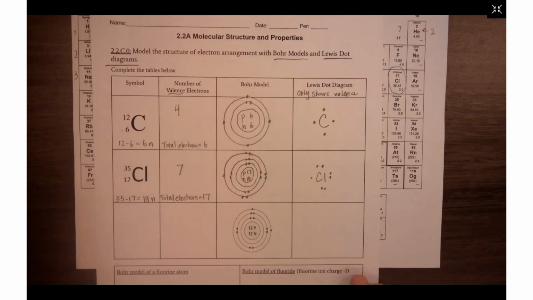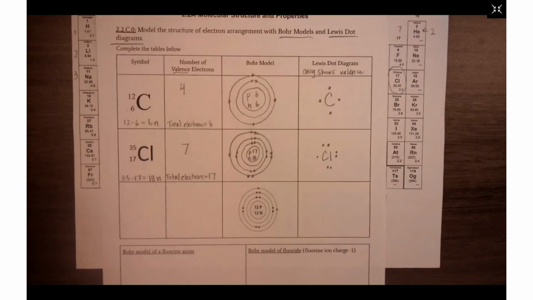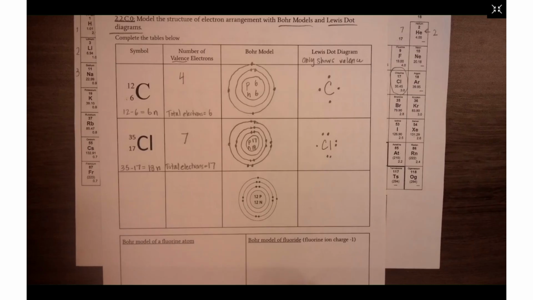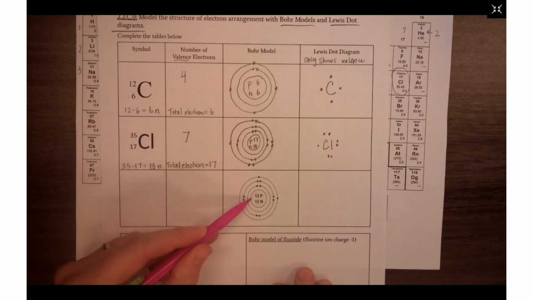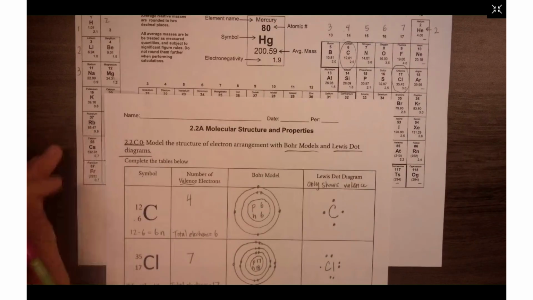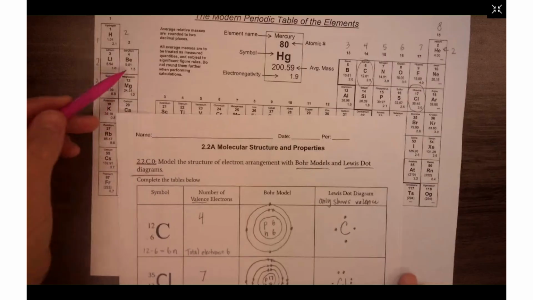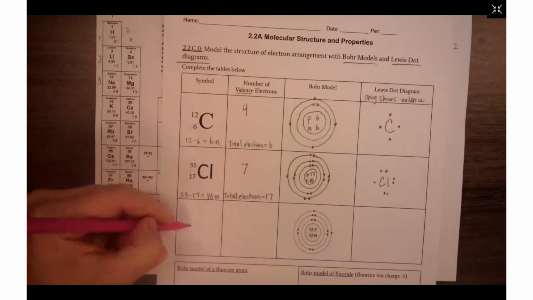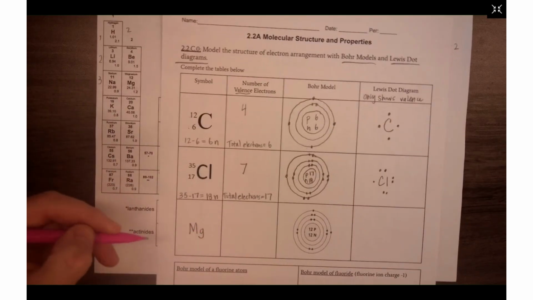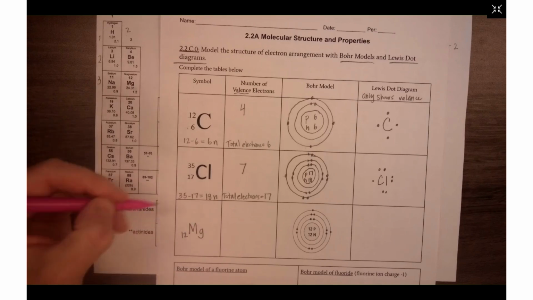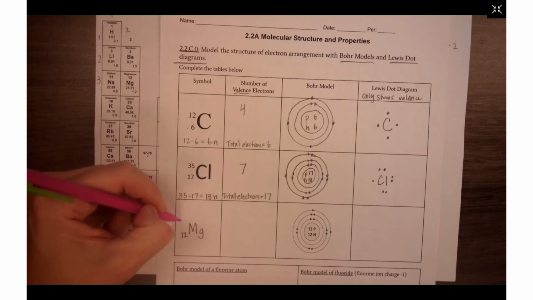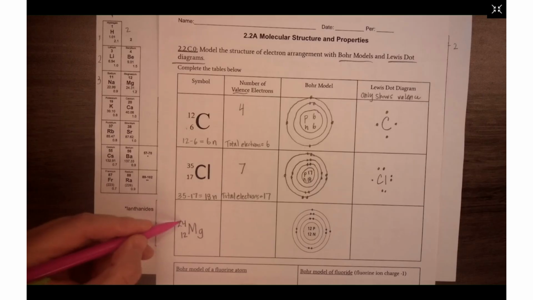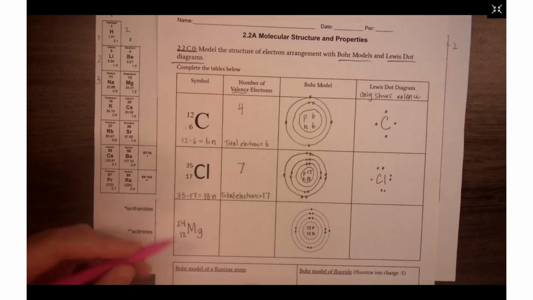Okay, so for the next one, we are given a Bohr diagram and we're supposed to identify what element it is. So I'm going to look and see what element has 12 protons. It looks like magnesium has 12 protons, so this must be magnesium. I'm going to write magnesium, 12 protons. And it looks like there are 12 neutrons, so a mass number of 24. Our mass number is our protons plus our neutrons, 12 plus 12.